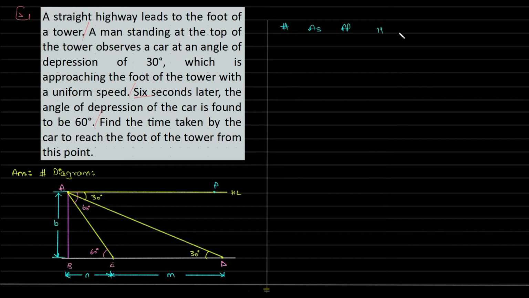AP is parallel to BD, right? Angle BCA is equal to angle CAP, which is equal to 60 degrees. Angle BDA, which is equal to angle DAP, which is equal to 30 degrees.